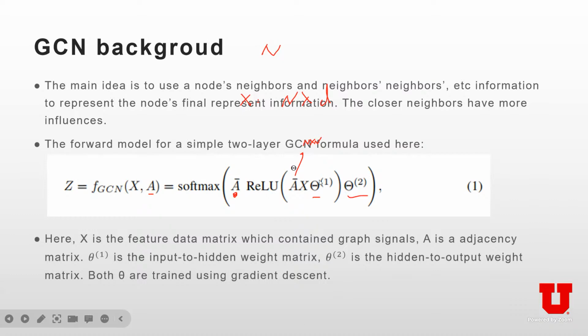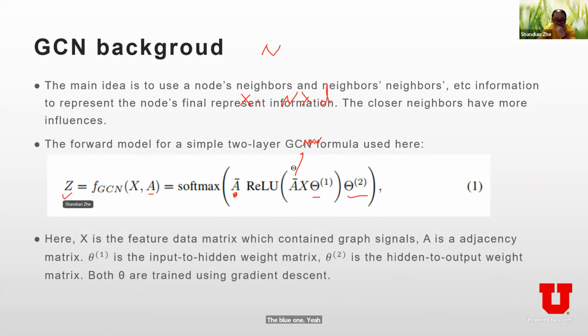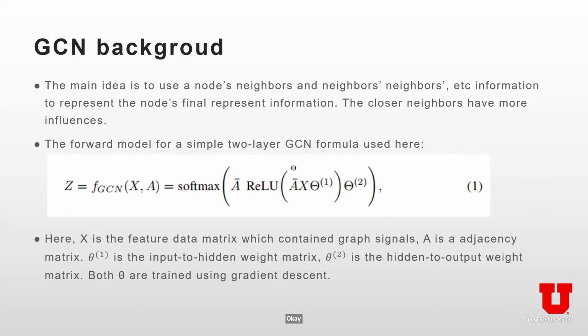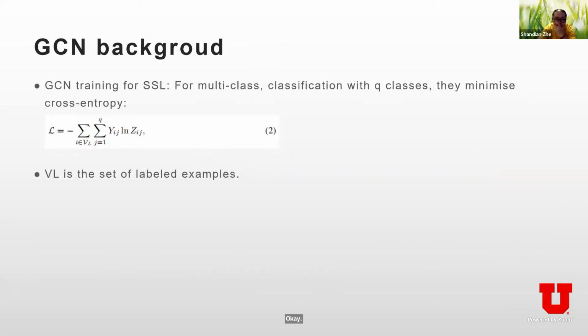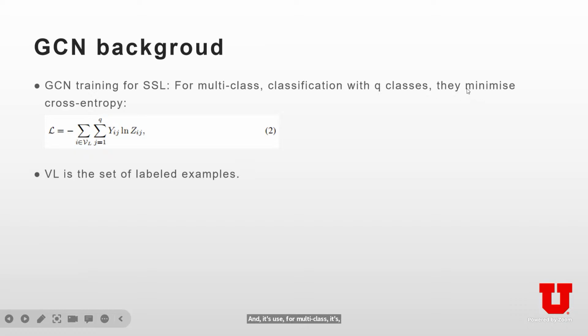And here they are assuming a node classification problem, right? Yeah. So you have to predict the label of every node in the graph, using the information from its neighbors, and neighbors of neighbors. It's a multi-class classification, and it uses the cross-entropy function to train the semi-supervised learning problem.